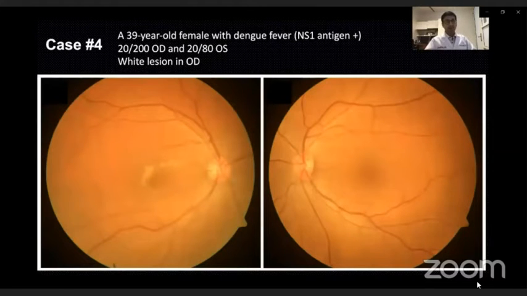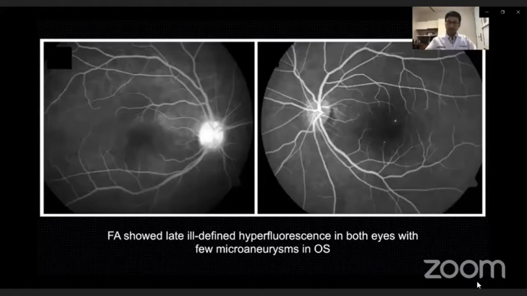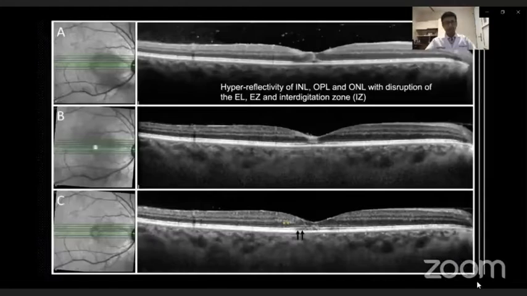Now this is moving on to inflammation. And this patient has dengue fever with NS antigen positivity and low vision in both the eyes, but there is a distinct white lesion in the right eye. If you do the fluorescein angiography, there is a late ill-defined hyperfluorescence in both the eyes, and you have a few microaneurysms which have been reported in dengue fever.